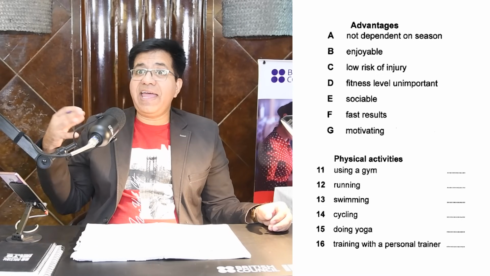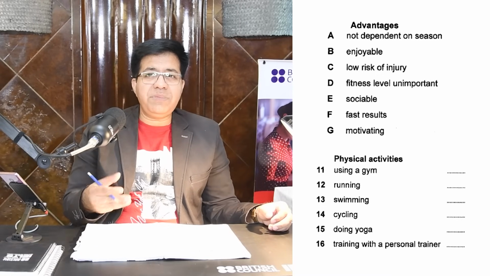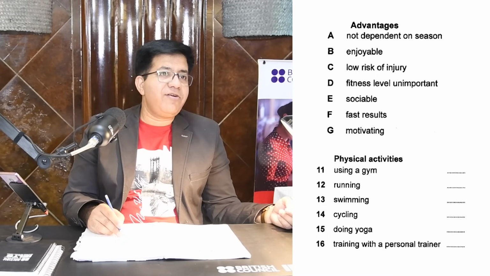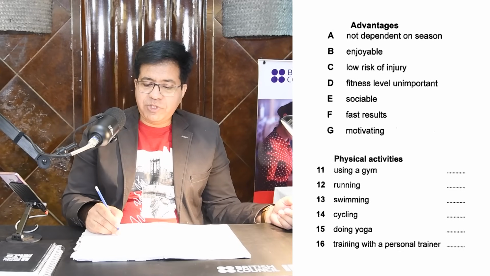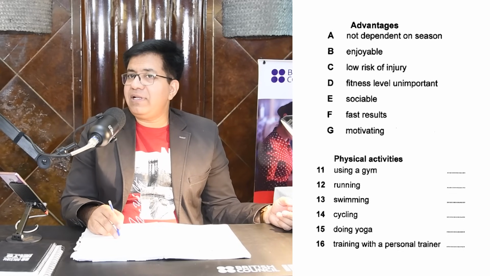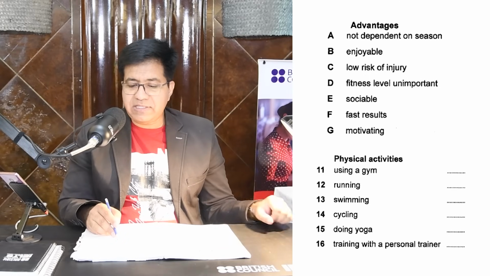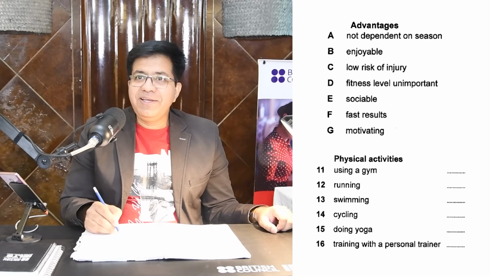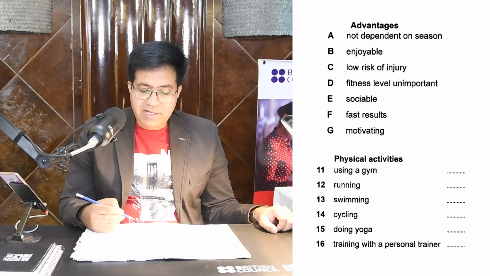Okay, anyone can run, even if you run for a few meters to begin with. Anyone can run. That is option D. Fitness level unimportant. Anyone can run. Anyone means without any fitness level. Like you say, anyone can dance. So this is anyone can run.